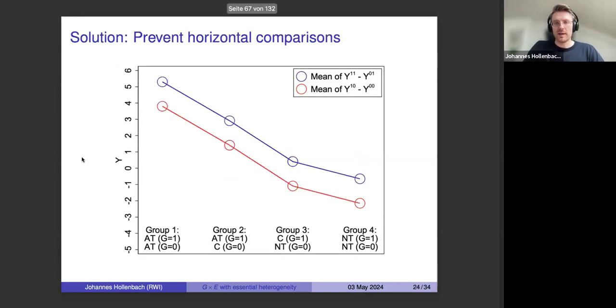Now, let's say we have the problem. What can we do about it? I have simply drawn a line through all of my points here to visualize what we can do about it. Namely, to prevent these horizontal comparisons and only allow for comparisons that occur vertically. And if you compare at any of these points on the x-axis vertically, these two lines, you will always end up with the gene-environment interaction effect of 1.5.